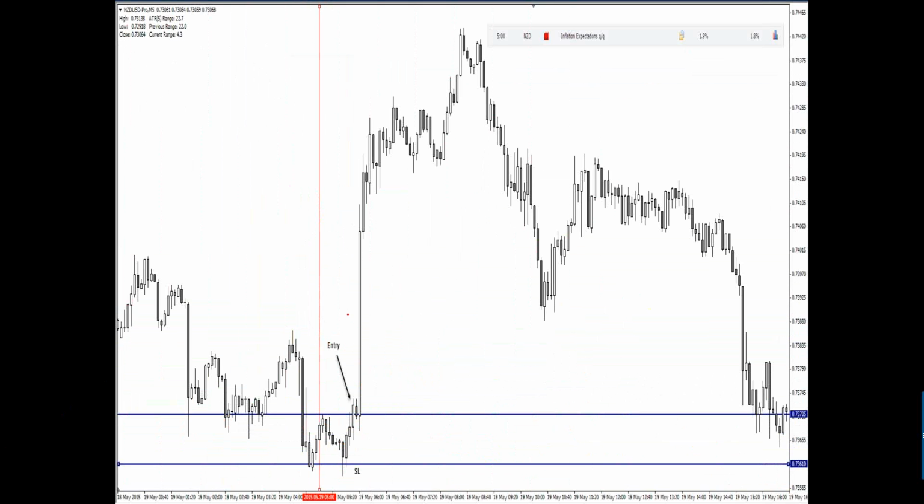So you have the setup candle. This is your setup candle here, New Zealand dollar 5 minute. You need to wait for the break of this candle. The stop loss is below the setup candle. And look, you made your entry at this point. There was no stop loss hit, only the spike.